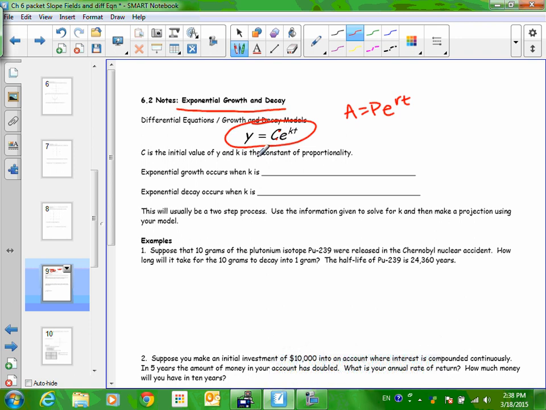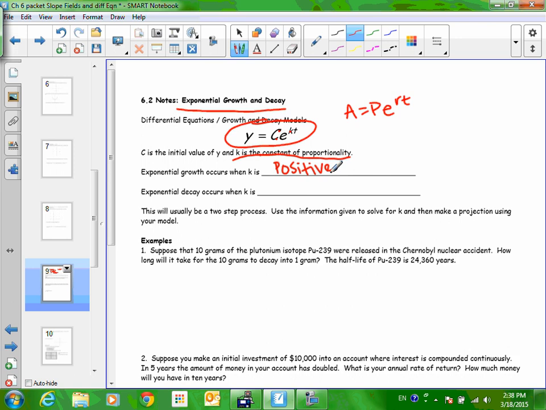K, I looks a lot like a 1, so we typically don't have i's in formulas. And i also stands for imaginary number. So k is the constant of proportionality, and t is, of course, time. So let's think about this. If k is positive, we have exponential growth.